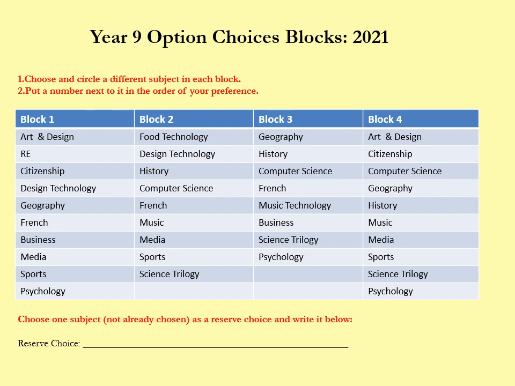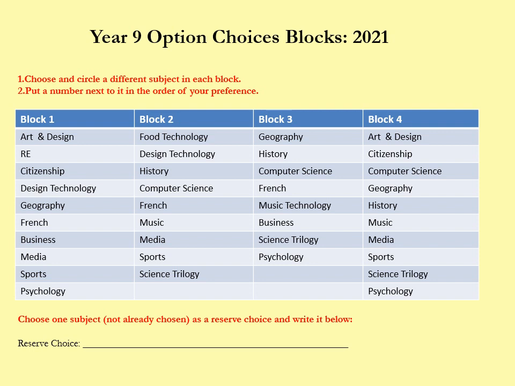For example, if geography is your number one preference, however you still want to do French in block 1 and history in block 2 and music in block 4, but geography is the one that you would like to do the most, you will circle it from block 3 and put a number 1 denoting that that is your first preference. Then your second preference, then your third preference, then your fourth preference. And this will be from one subject from each of the 4 blocks.